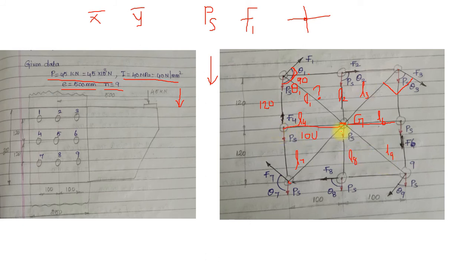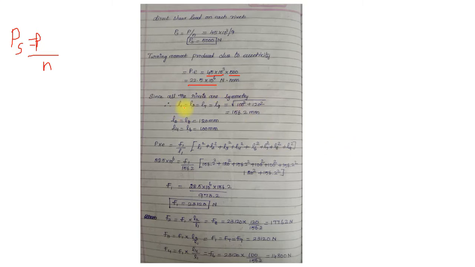And what about the length of L4? L4 is 100. What about L6? It is 100. What about L2? It is 120. What about L8? Again it is 120. There is no length for L5. So, that is what I have written here. You can see here L1 is equal to L3 is equal to L7 is equal to L9 is equal to the square root of 100 square. It forms a right angled triangle. So, this is my L1, this value is 100 and this value is 120. With trigonometry, using the square root of 100 square plus 120 square, I find the length of L1, L3, L7, L9. Similarly, as I told earlier, L2 and L8 are equal to 120, and L4 and L6 are equal to 100 mm.